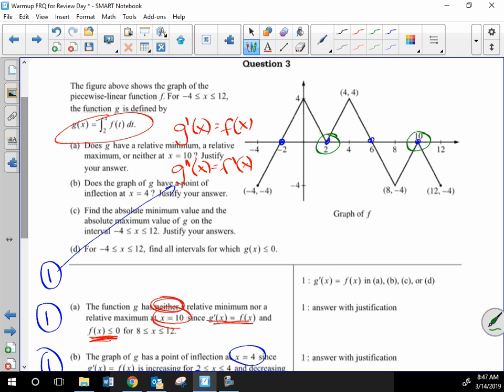Yeah, it doesn't change signs. For a min, it needs to go from negative to positive. For max, it needs to go from positive to negative. So it has to change signs. Since these did not change signs, we know they're not going to be possible maxes or mins. Now, you could check them. You didn't have to. It was fine if you did. But the ones that were definitely potential candidates were -2 and 6.